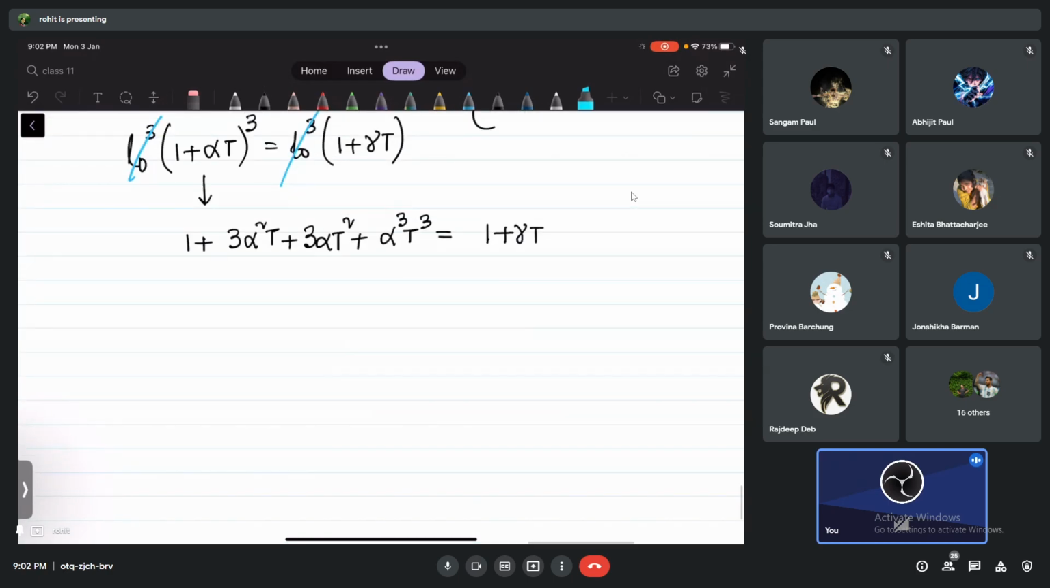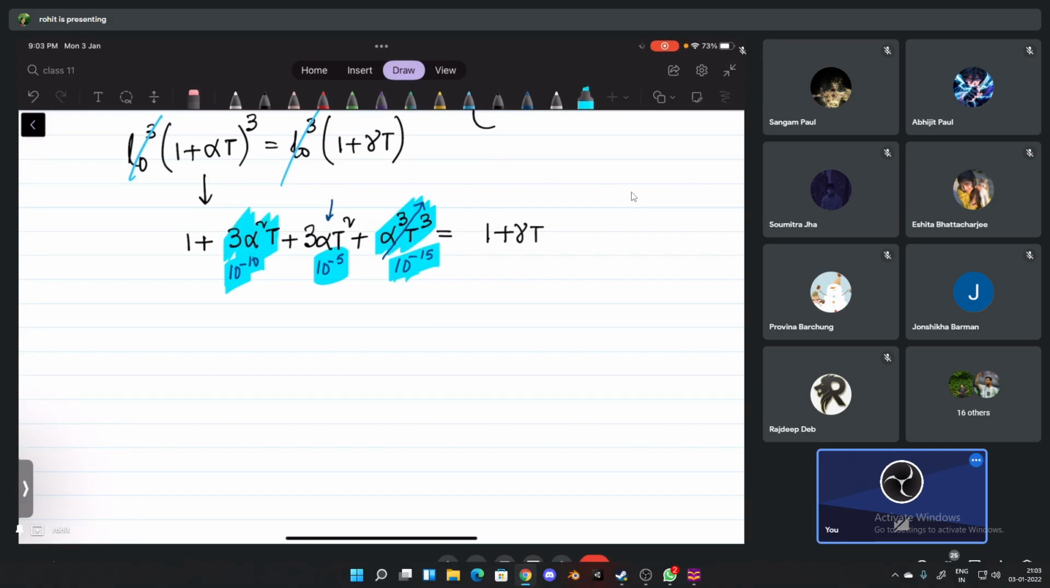Now you can easily tell me which one is going to be very, very small, guys? Alpha cube, and then alpha square also, right? Compared to alpha, this will be 10 to the power minus 10, this one 10 to the power minus 5, and this one 10 to the power minus 15. So obviously these two terms are very, very small and can be neglected.